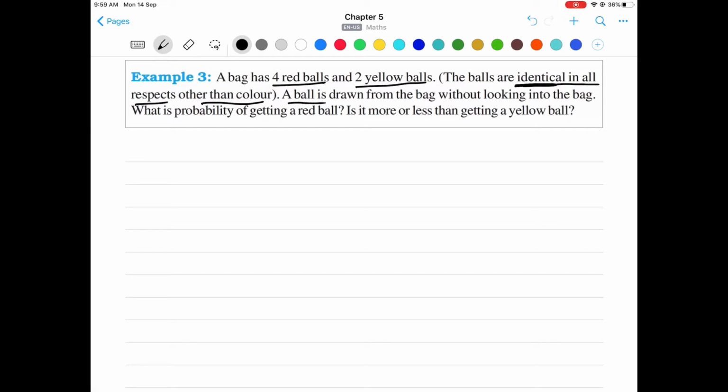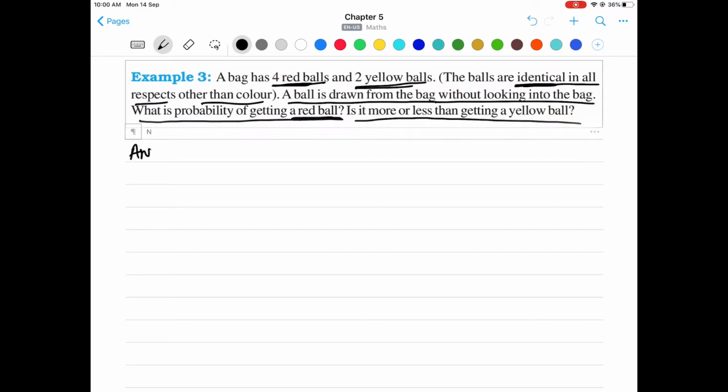Then it says a ball is drawn from the bag without looking into the bag. So one ball is taken out randomly. You have to find the probability of getting a red ball, and then ask whether it is more or less than getting a yellow ball. So the question is, there is a bag with a total of six balls inside, out of which four balls are red and two balls are yellow, and all the balls are identical in all respects, that is, their shape and size.